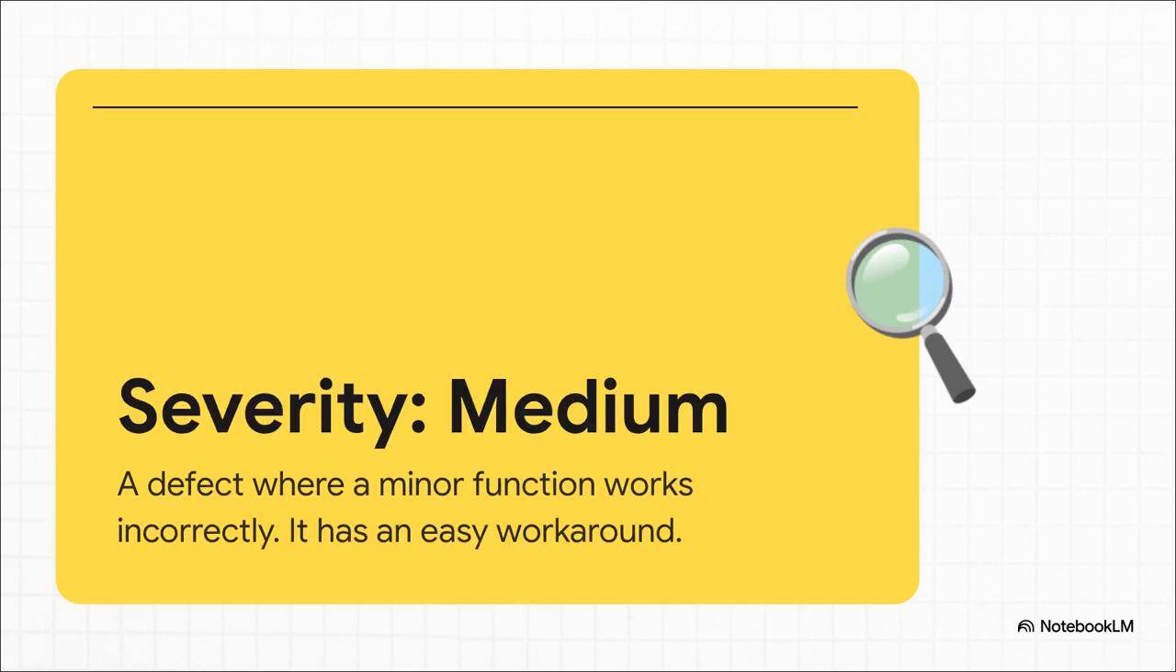Then you've got your severity level 3, or medium bugs. Honestly, these are just the annoying ones. A minor feature isn't working right, but there's a super easy, obvious way around it. It doesn't really stop you from getting your main task done. It just adds an extra, irritating little step to the process.